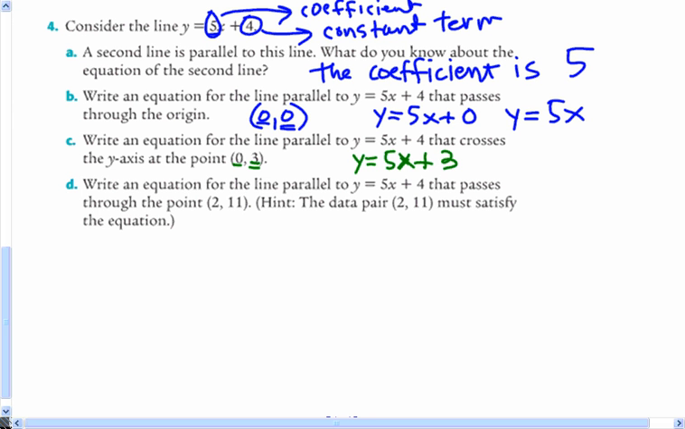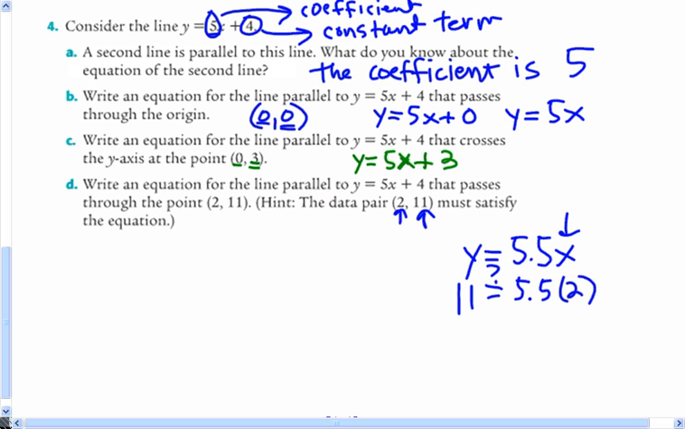Okay, and the last question says, write an equation for a line parallel to y equals 5x plus 4 that passes through the point (2, 11). Hint, the data pair (2, 11) must satisfy the equation. What that means is when we have an equation like y equals 5.5x, if we substitute 2 for x and do 5.5 times 2, we should get the y value to be 11. So we check to see if that's true. Like that. Now I chose the wrong equation, but that's the idea here.